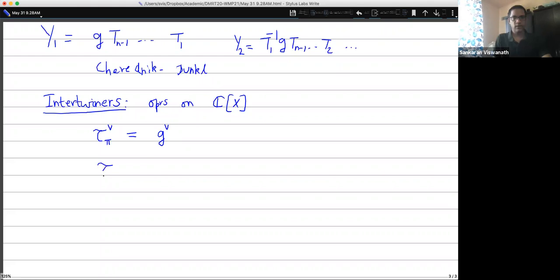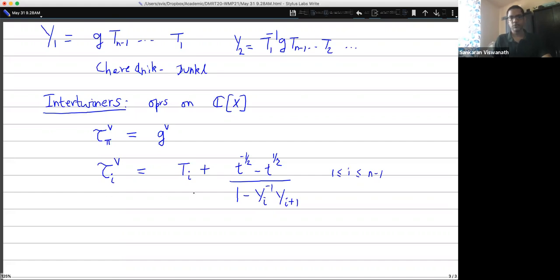And then there's the other operator, tau_i check, which is ti plus an additional term, which looks like this: t^{-1/2} minus t^{1/2} divided by 1 minus yi inverse y_{i+1}. And this is for all the i's between 1 and n minus 1. So these tau_i checks, there's one corresponding to each ti in some sense, but you add this additional term to the ti there, and the tau_pi checks are the g checks.